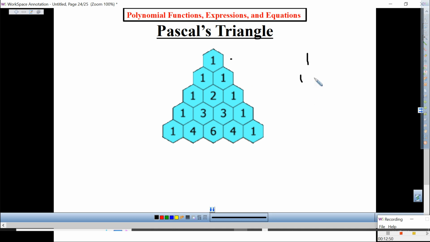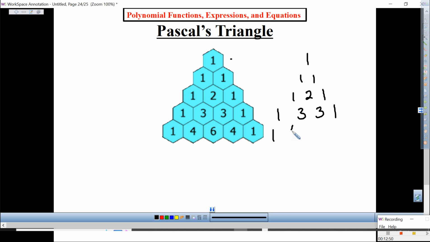Then 1, 1. And then 1. 1 plus 1 is 2, and then I ended with 1. Then you go to the next row. Start with 1. What is 1 plus 2? 3. 2 plus 1? 3, and then you ended with 1. And start all over. 1.